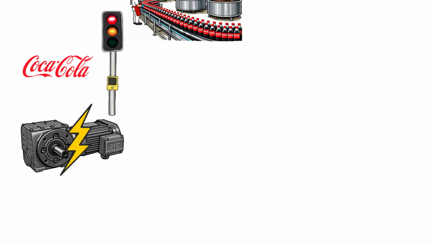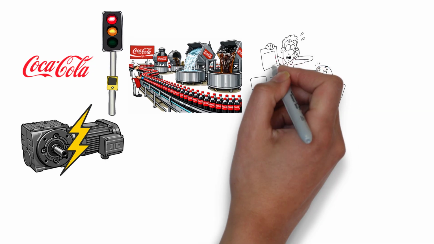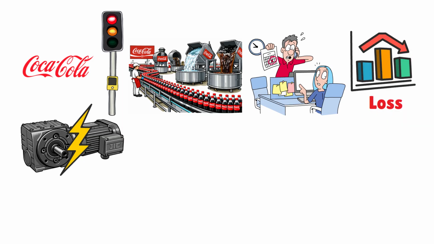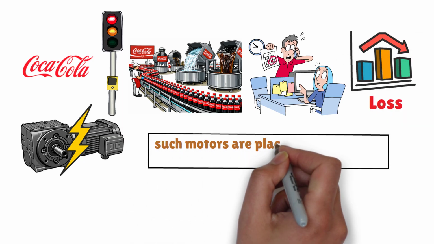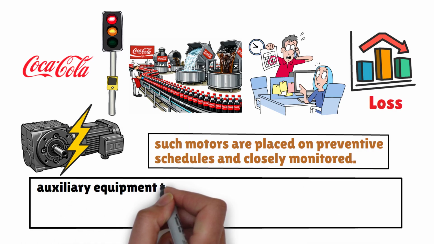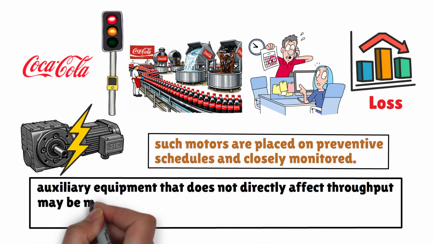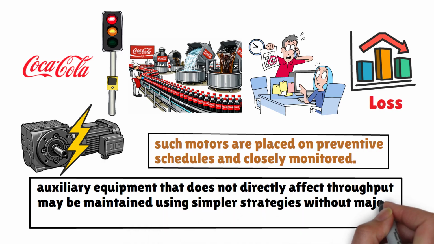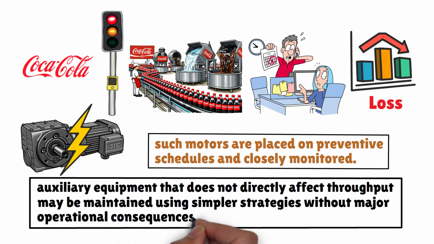For example, in a Coca-Cola bottling plant, a single conveyor motor failure can stop the entire production line, leading to missed delivery targets and lost revenue. Because of this production impact, such motors are placed on preventive schedules and closely monitored. In contrast, auxiliary equipment that does not directly affect throughput may be maintained using simpler strategies without major operational consequences.